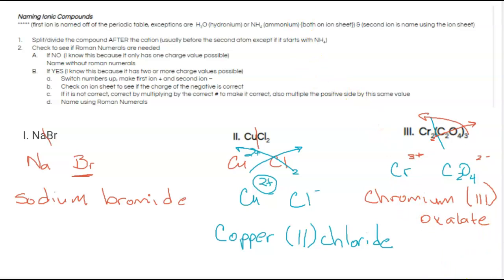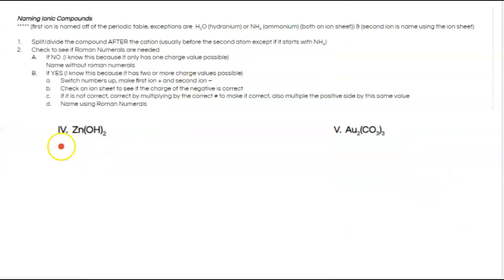Okay. Let's do a couple more just to practice. Go through all 5 examples on your paper. The next one you have is ZnOH2. So I'm going to follow the same process, right? I split it after the first element, and I've got Zn, which is zinc, and I've got OH, which is hydroxide.